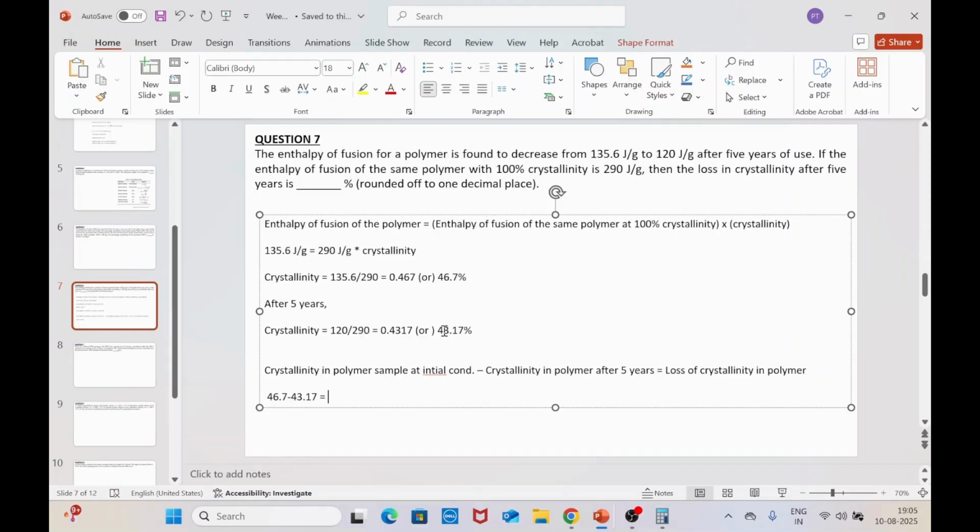Oh, sorry. This is 41.37. You can calculate, 12 by 29 is 41.379. So if we take 46.7 minus 41.37, then it is somewhere around 5.33 percentage. This is the loss in the crystallinity if the system undergoes, after 5 years of the system's use, 5.3 percentage of its crystallinity is lost.